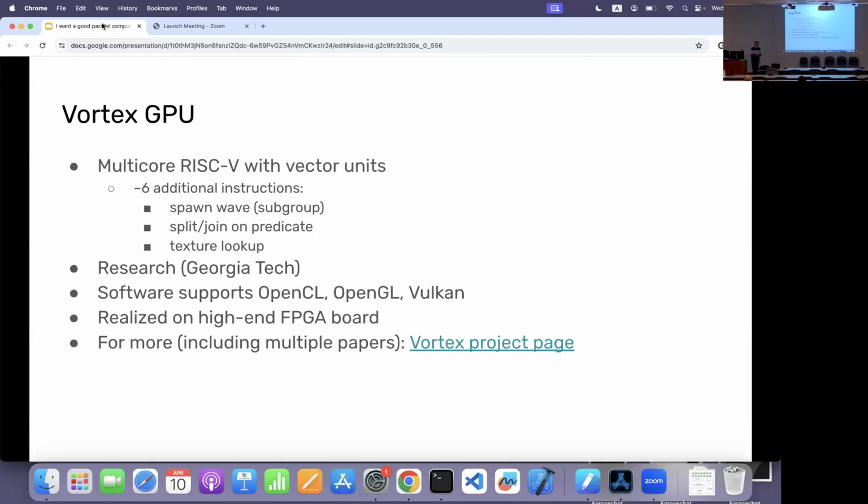And they built a lot of software. They can run OpenCL, OpenGL, and Vulkan code. You can benchmark it and see how it runs. It's realized on a high-end FPGA board. I think that board costs about $5,000, maybe $1,000. And it is easily beaten by the cell phone in your pocket. But if you want to do research on it, it's great. They have a great project page. There are a lot of papers. The software is open source. And so I think this is a really interesting direction.